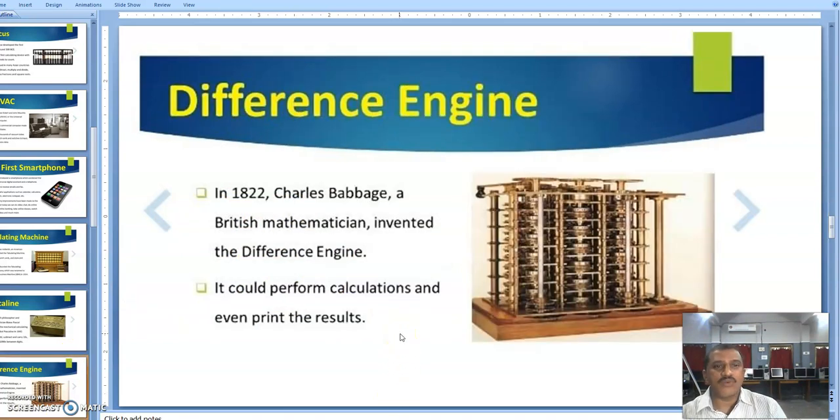Later, in the year 1822, Charles Babbage, a famous British mathematician, invented the difference engine. It could perform calculations and even print the results. It was one of the earliest automatic calculators, designed only for mathematical operations, which it could do automatically. Who developed the difference engine? The difference engine was developed by Charles Babbage in the year 1822.